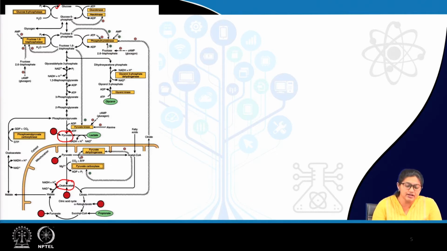Now, you can see there are different levels of control in these two metabolic pathways, and these two metabolic pathways are somehow reciprocally regulated. The molecules or the signals which stimulate glycolysis are actually inhibiting gluconeogenesis. Similarly, signals which stimulate gluconeogenesis are actually inhibiting glycolysis. So, this is called the reciprocal regulation of glycolysis and gluconeogenesis. Now, one by one we will discuss different steps of regulation in these two pathways.